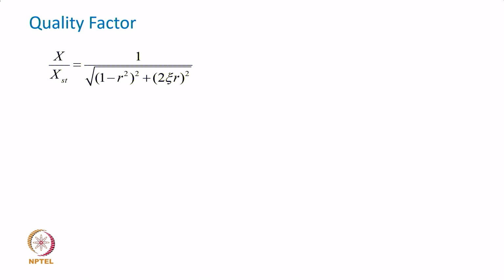Okay. Now, going ahead, the next important topic in the forced vibration response to harmonic excitation is a term called quality factor. Okay. So, we again start with the ratio that we have derived, X over X_st. That ratio is given by this expression. What is the maximum value of this response, capital X?